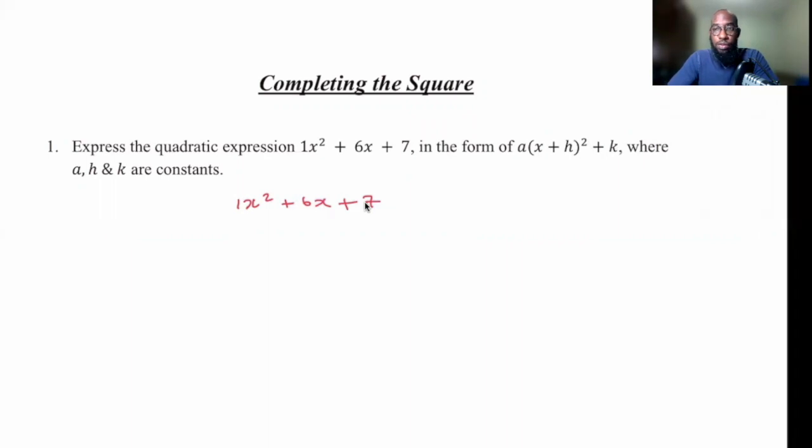The next thing I tell students to look out for is to check the number in front of x squared, or the coefficient of x squared. Make sure it's positive 1, not negative 1, not 2, not any other number. Make sure it's plus 1. So we have the number in front of x squared, or the coefficient of x squared, being plus 1.